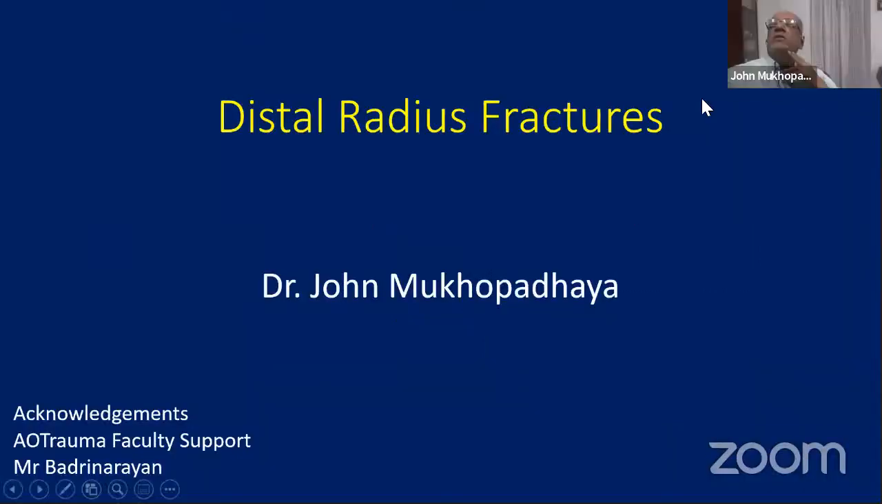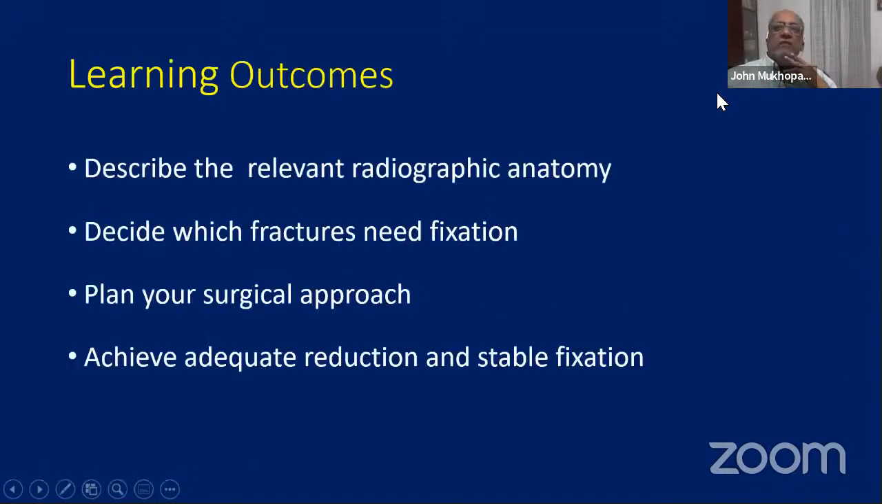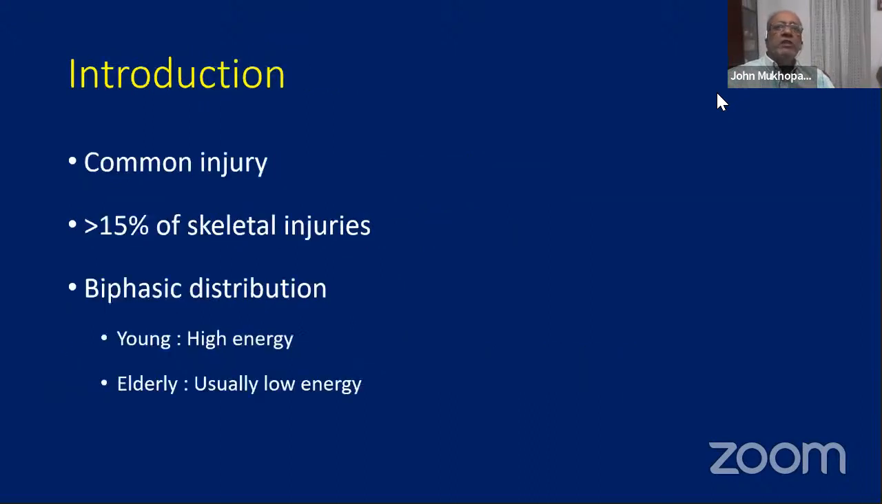Today's talk is going to be on distal radius fractures, which is really one of the most common fractures that we have to deal with. The learning outcomes would be to describe the relevant radiographic anatomy, decide on which fractures need fixation, plan your surgical approach, and achieve adequate reduction and stable fixation. As I said, it forms more than 15% of all skeletal injuries. So it's really one of the most common fractures.